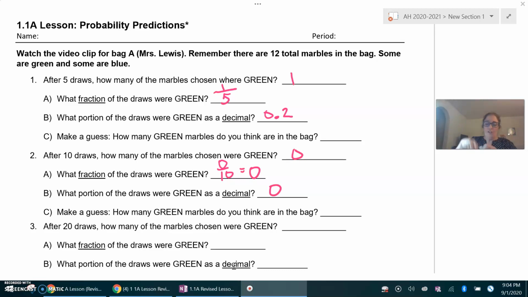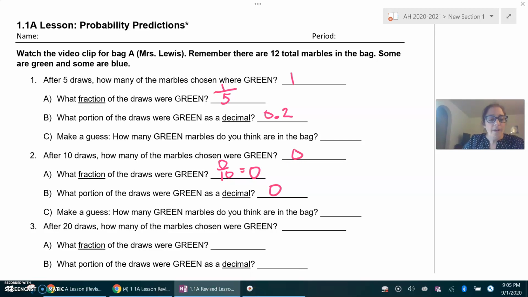So we're going to give it another shake. We got another blue. So 1, 2, 3, 4, 5, 6, 7, 8, 9, 10. So on the 10th one, we got another 9 that were blue and 3 that were green.